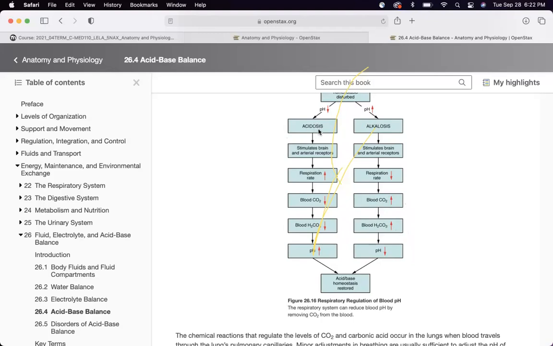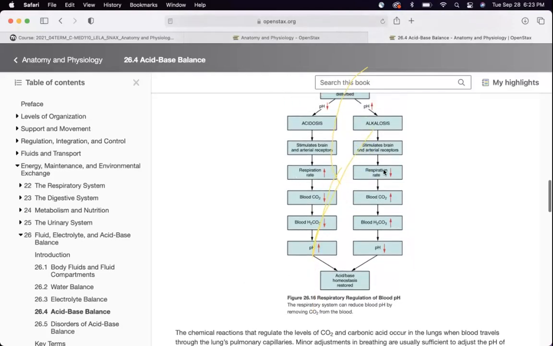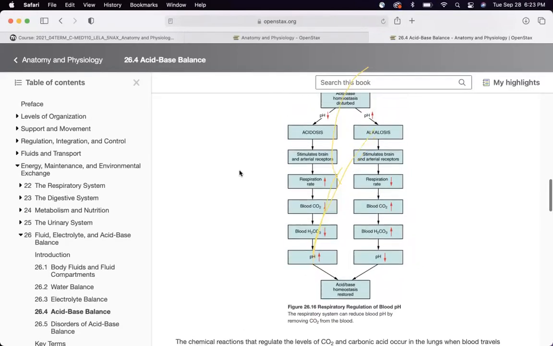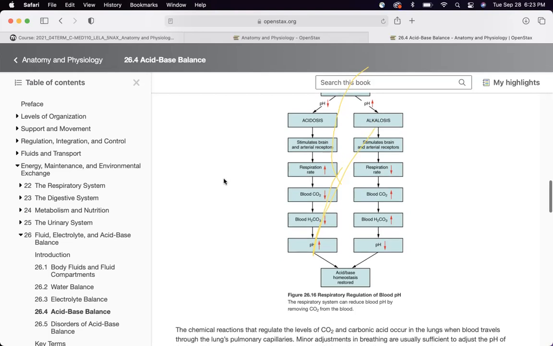Now, what will happen in acidosis? Respiratory rate will increase. Blood CO2 will decrease. Bicarb decrease. And what's going to be the compensation? It's going to bring the pH back up and back up towards the middle where it belongs. All right. That's a beautiful, nice little synopsis on the respiratory response to either acidosis or alkalosis.